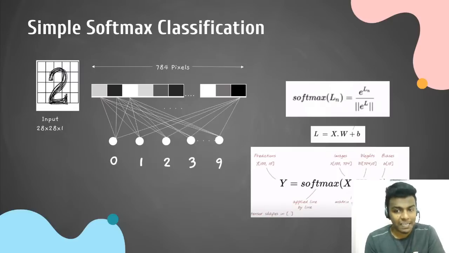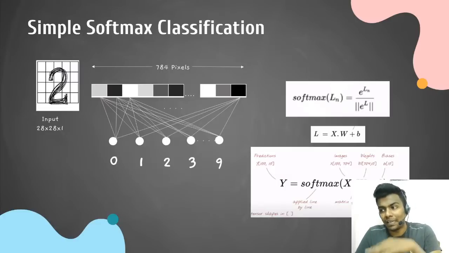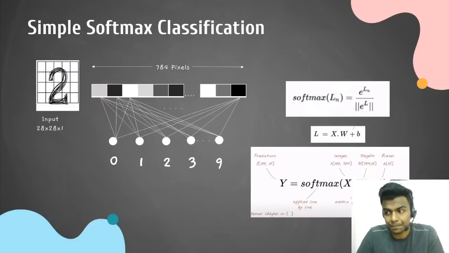I hope you are clear up to now, and we can directly substitute using the formula softmax of x dot w plus b, and directly get the output. If you are clear up to now, put I'm clear in your live chat, so that I'll proceed further.